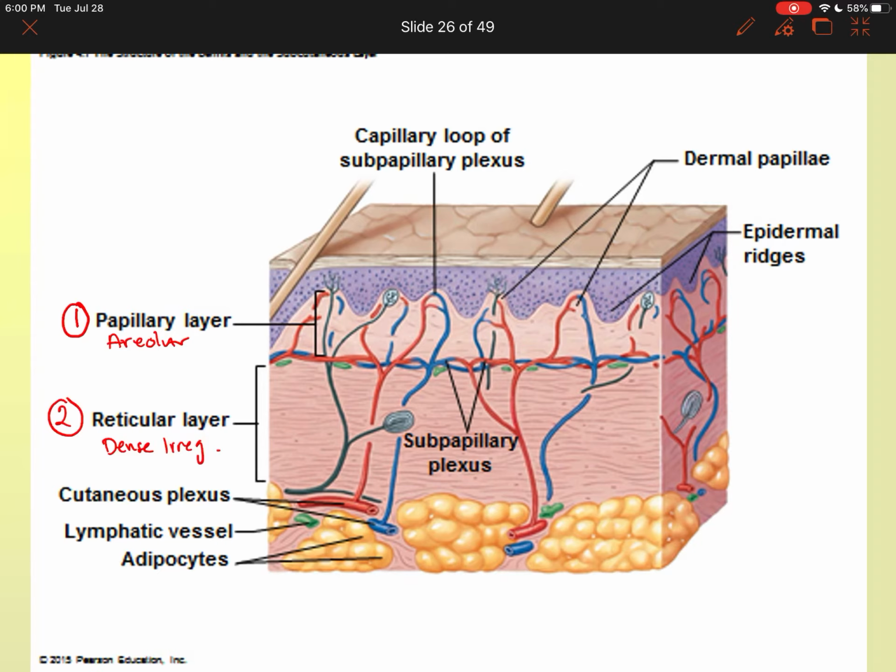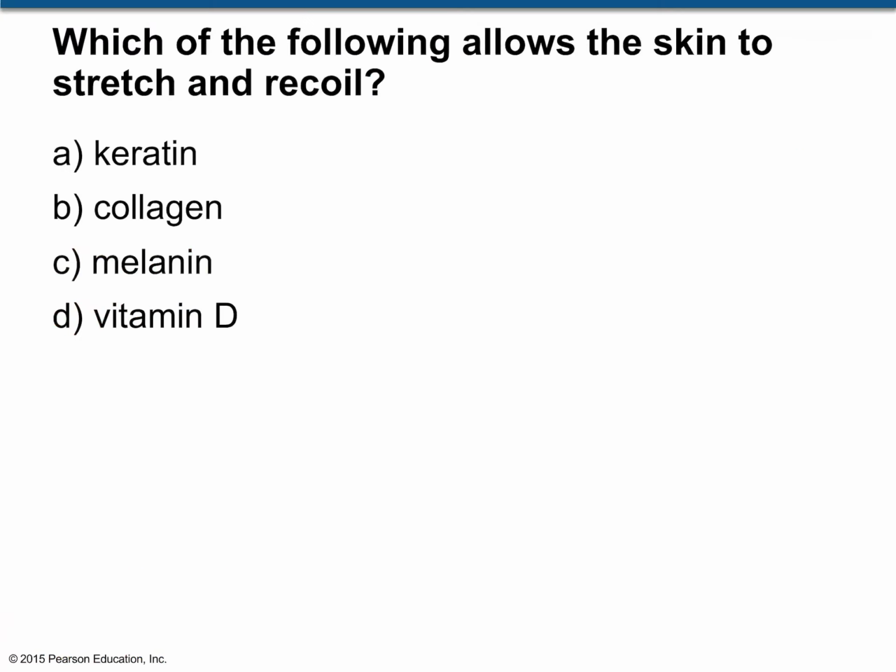So let's look at the next slide here. Which of the following allows the skin to stretch and recoil? This should be pretty simple. I just mentioned it. It's collagen, letter B.